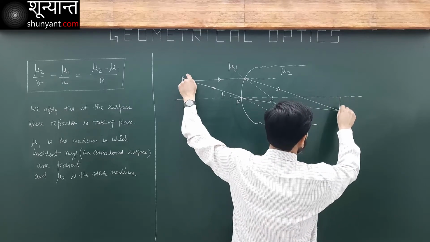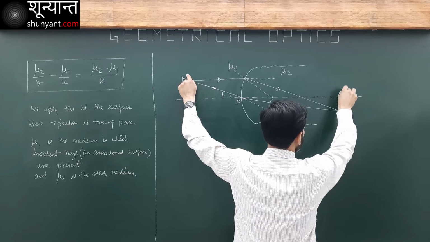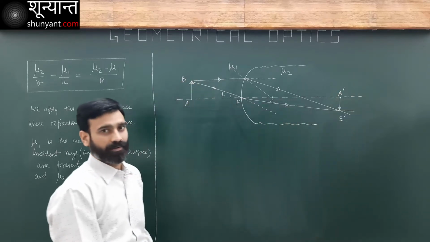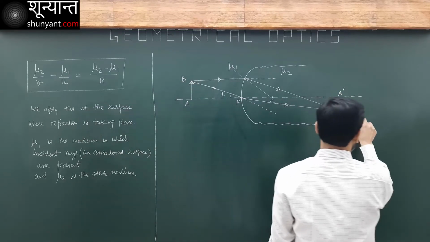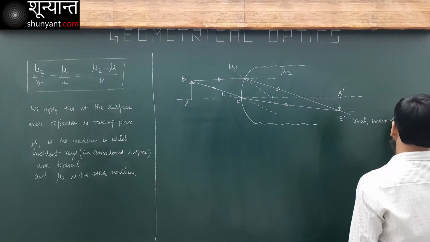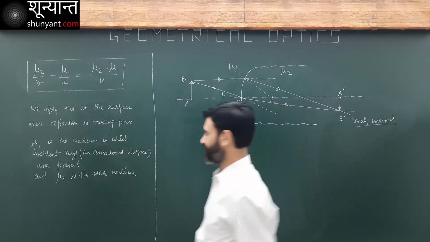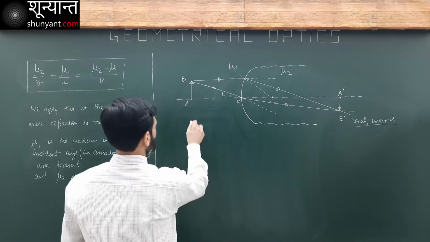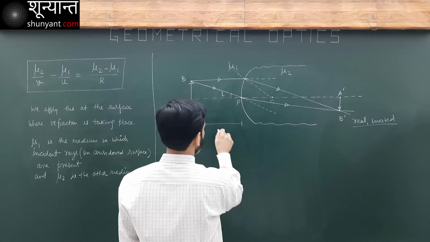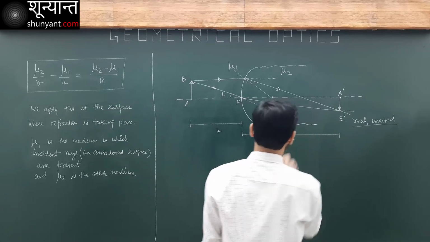And then I have this image. What type of image is it? The image of point A will be here, A dash. It is a real, inverted image. A real image is always inverted. This point we discussed during mirrors. Here also, this distance is u, and this distance here is v.